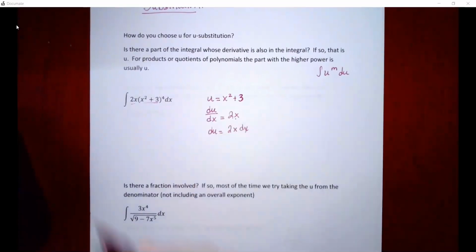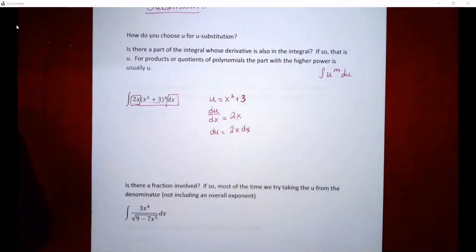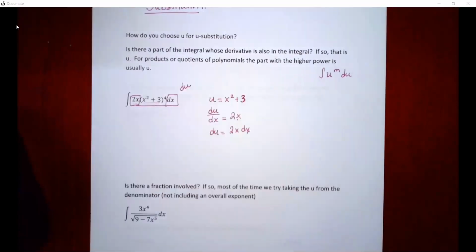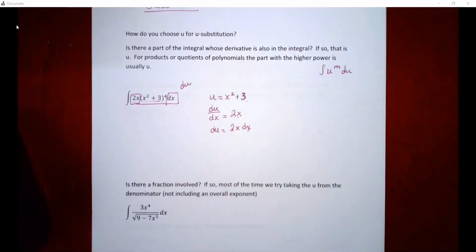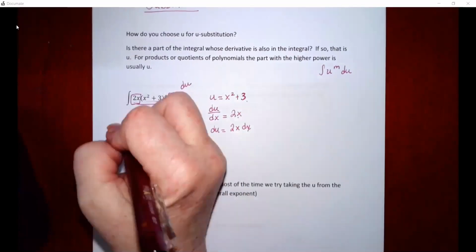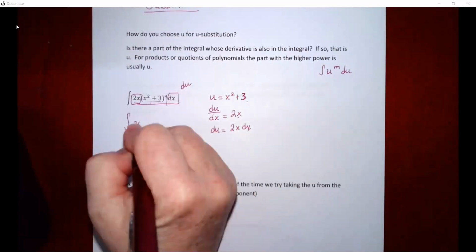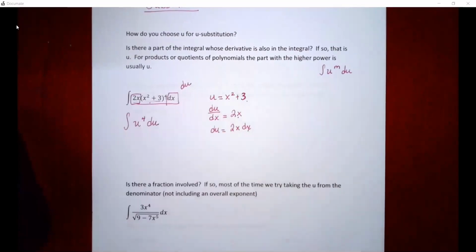So if I take this chunk and this chunk of my original integral, those two pieces combined are nothing more than the differential of u if I made this substitution. So my integral in terms of u would be u to the 4th, and all the rest of that stuff would just be du. Is everybody okay right here? Any questions up to this point?